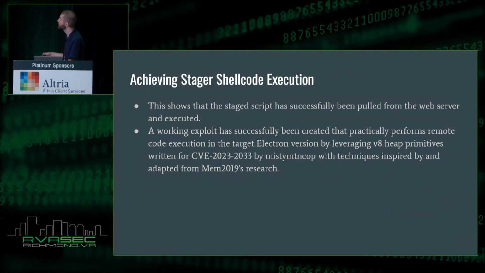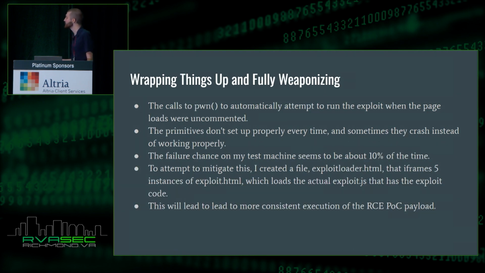Right, okay. Yes, so fully weaponizing this. We now have a working proof of concept JavaScript file that, when it executes in a browser window on the old vulnerable Chrome/Electron version, we got bin sh to run our stager shellcode that pulls a shell script from our remote server and executes it. So there's some issues still here yet. The primitives don't always set up properly each time.